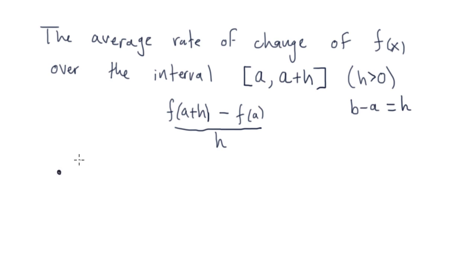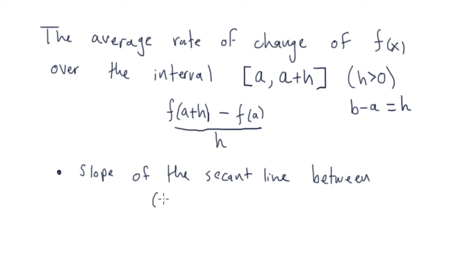And so just to note, this is the slope of the secant line between 2 points on the graph of this function. So between the points a and f of a, and then a plus h, and f of a plus h.